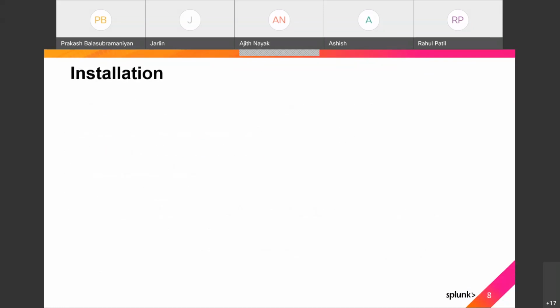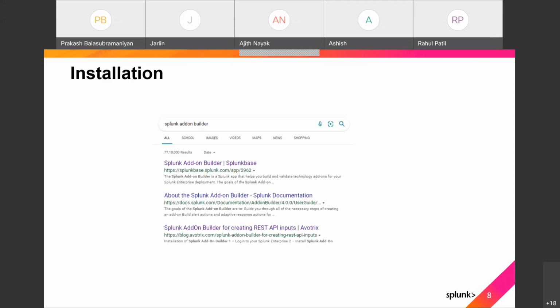Before installation, the important part is selection of the instance where the Splunk add-on builder will be installed. The best option is to use a standalone Splunk instance or your local instance. Please avoid installing it on a cluster or prod environment. For installation, we have different approaches.